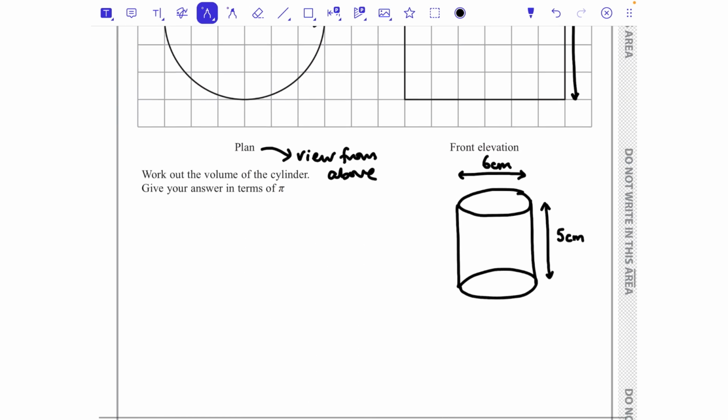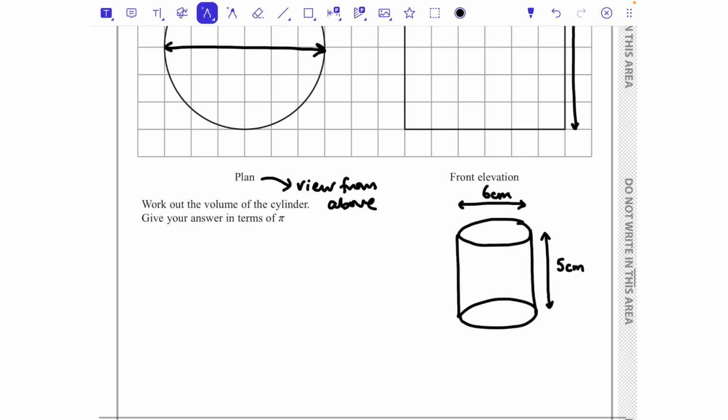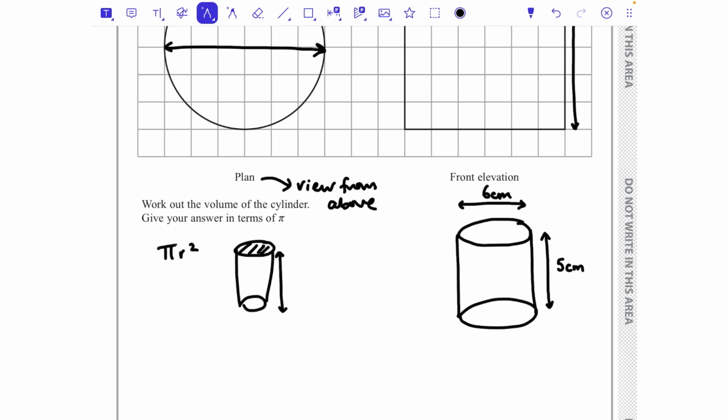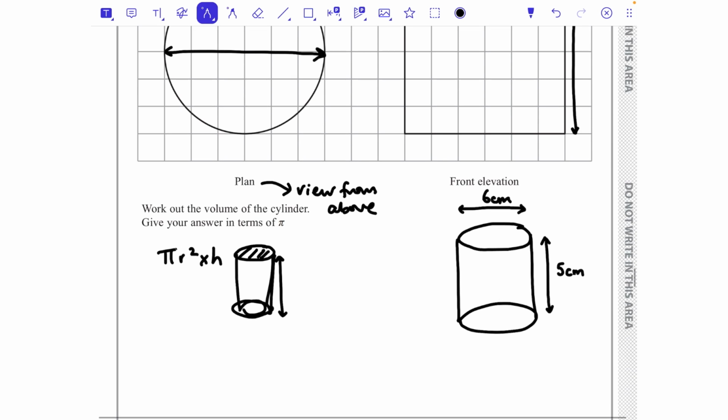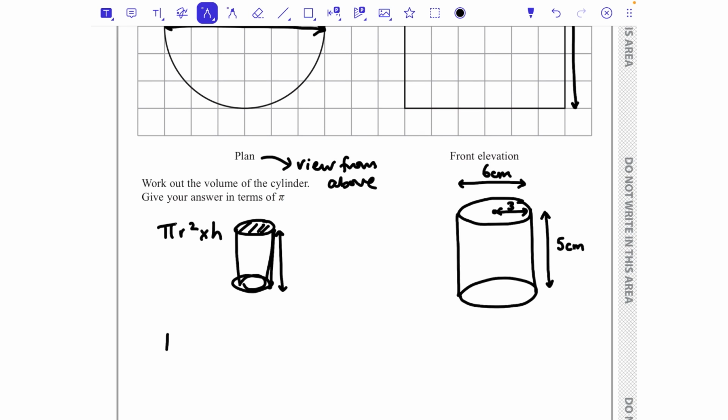Now we've got to work out the volume of the cylinder. And to get the volume of a cylinder, it is pi r squared, because that's the area of the circle. And then we multiply that by how tall it is. So pi r squared times by the height. Now the radius of this circle is the distance from the middle to the edge, which is going to be 3. If we know it's 6 all the way across, then it's going to be 3 to get to the middle. So that is pi times 3 squared.